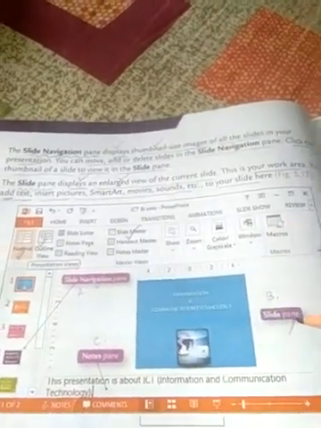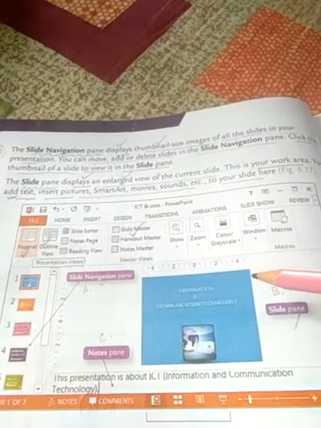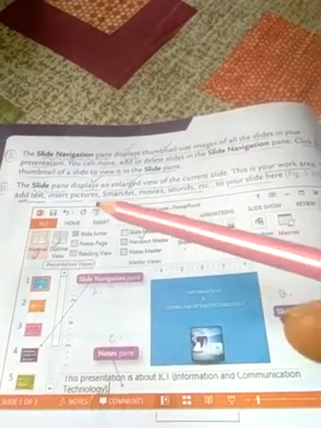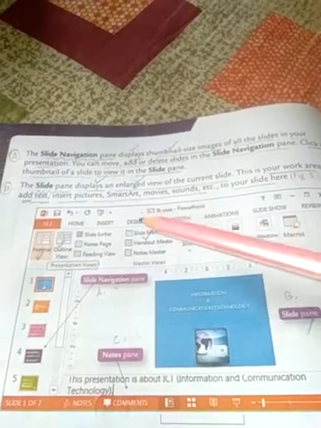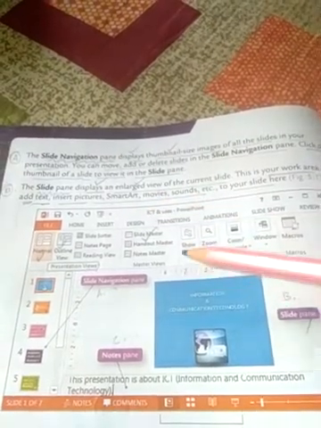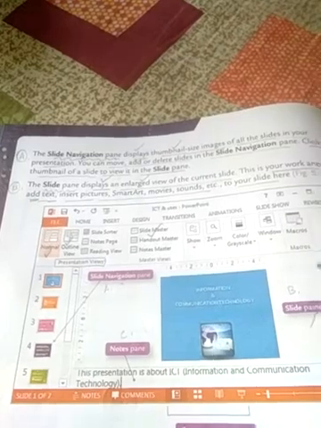And also the slide pane is called the work area. This is the work area. And in this work area, we can add the text. We can insert either the pictures or the SmartArt or movies or any sound clips to the slide of our PowerPoint presentation.